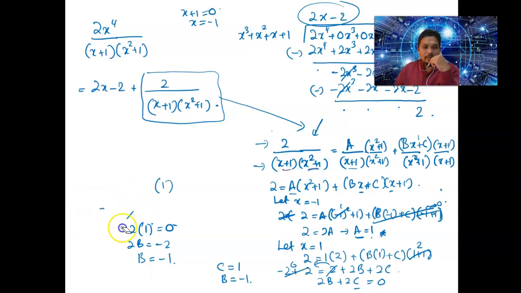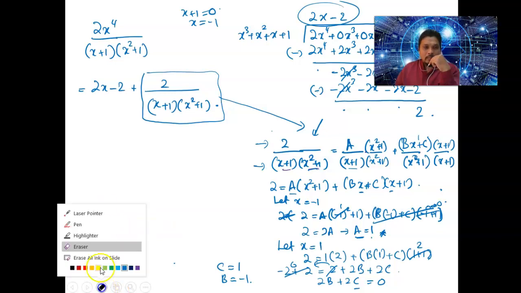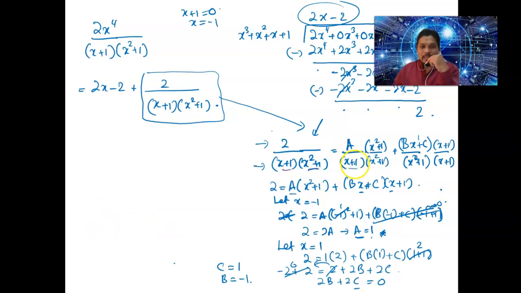Okay, now guys, girls, look at this and this. So now 2x minus 2 plus 2 divided by x plus 1, x squared plus 1. We are reforming what we call the partial fraction here and here.